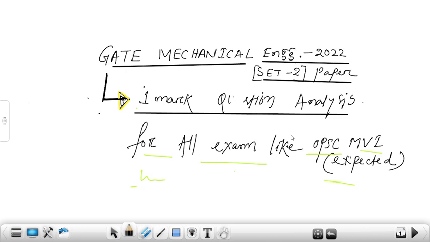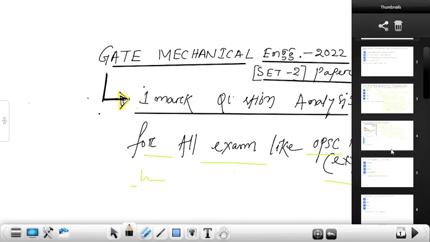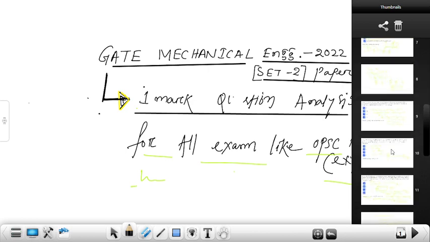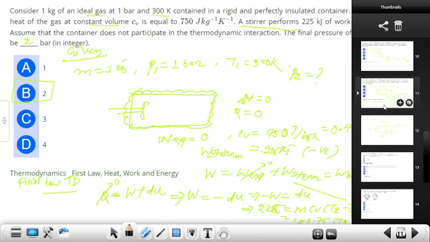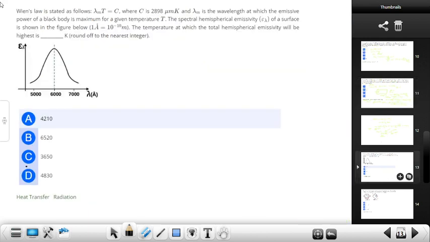In the last lecture, we discussed GATE Mechanical Engineering 2022 Set 2 Paper 2 questions. In this class, we discuss the remaining questions of the GATE 2022 Set 2 paper. Up to this question we discussed in the last class, and from this class we discuss this question.